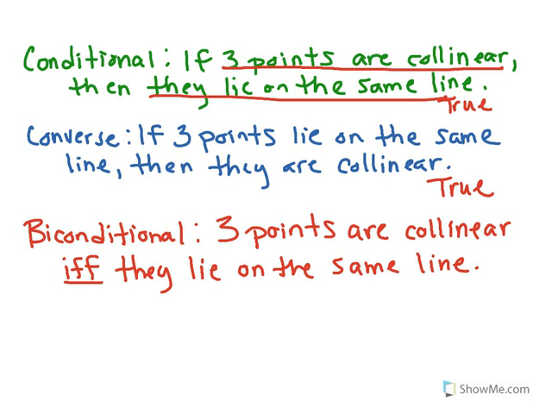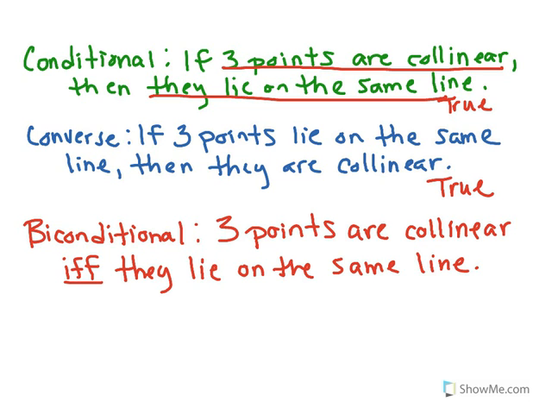And there we go. So let's first of all read this back to ourselves and make sure that we got this right. 3 points are collinear, if and only if they lie on the same line. That sounds pretty good to me. Next thing we're going to look at is definitions and why they're important in math.